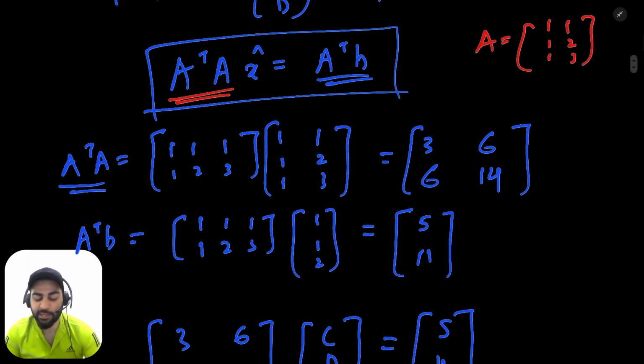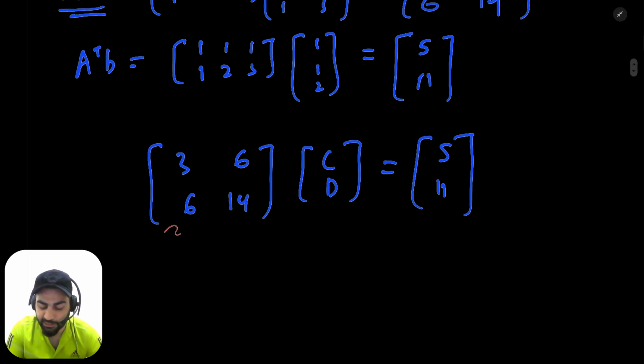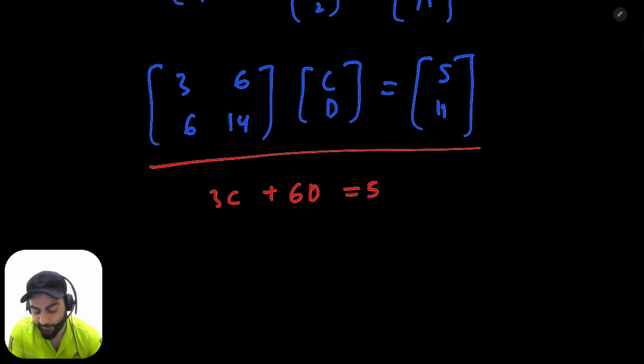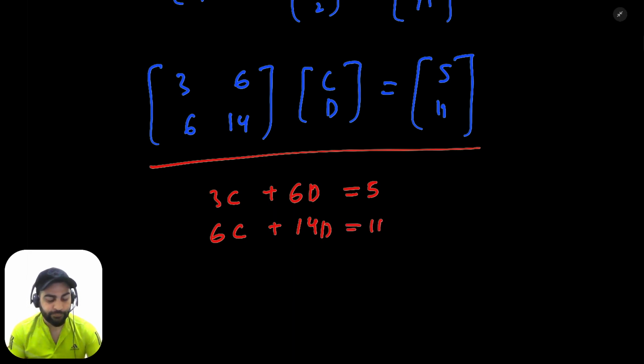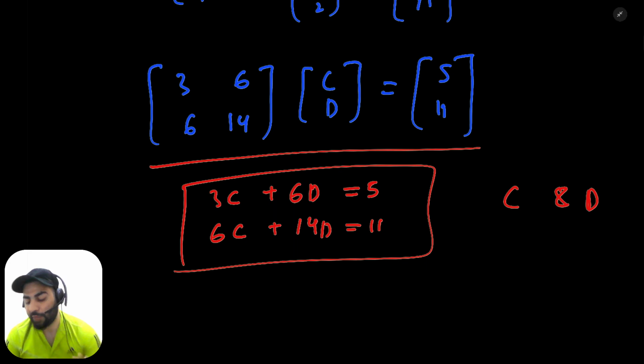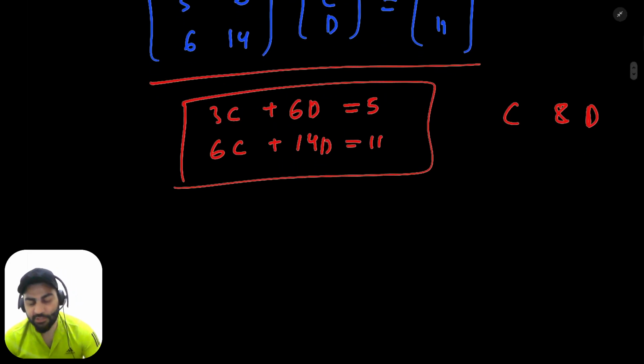A transpose A x hat is equal to this. If you write this in equation form, this will be 3c plus 6d is equal to 4, and 6c plus 14d is equal to 11. These are the two equations we'll solve. We have to find c and d. You can just use elimination or whatever methods you have been taught so far. Okay, let's find that.